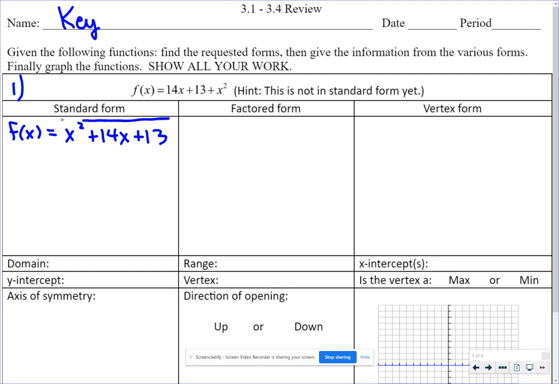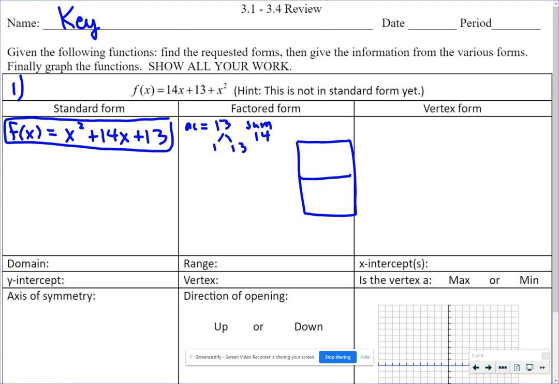Then I'm going to go ahead and find factored form. I'm going to find some information from this in just a minute, but I want to find the factored form. So we're going to factor that. So we're going to do a times c. That's 1 times 13, which is 13. I need 2 factors of 13 that add up or sum to 14. That'd be 1 and 13. Okay, I'm going to draw a box.